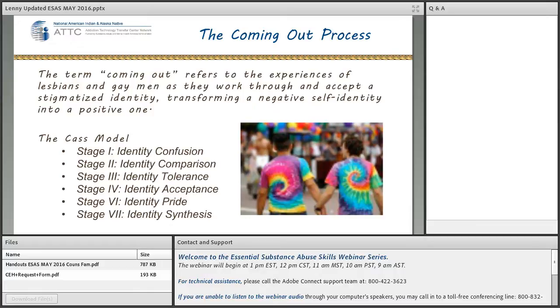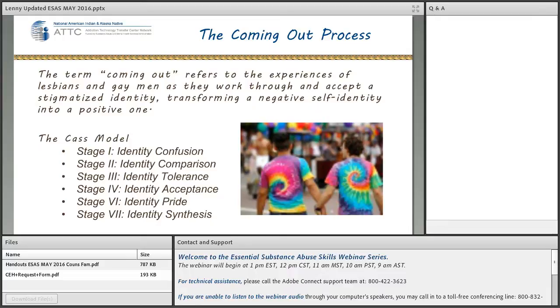So the coming out process. The term coming out refers to the experiences of lesbians and gay men as they work through and accept a stigmatized identity, transforming a negative self-identity into a positive one. The Cass model was developed in 1979 by Vivian Cass, used to treat gay people as normal in a heterosexual society and in a climate of homophobia instead of treating homosexuality itself as a problem.